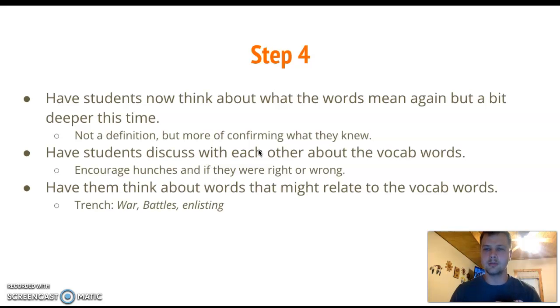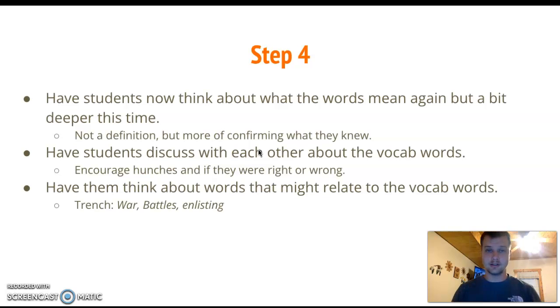Step 4 is the most complex one of the 6 steps, and you would have your students think a little bit more again about what those words might mean, but this time even deeper. You don't want them to converse and think of a definition necessarily, because you've already done that. You want them to confirm what they already knew or what they thought they knew and what's changed. Kind of like if you had them do a theory and then confirm that. And then you could also have them discuss with partners or engage in some kind of group work that might get them discussing the word more and seeing other perspectives.